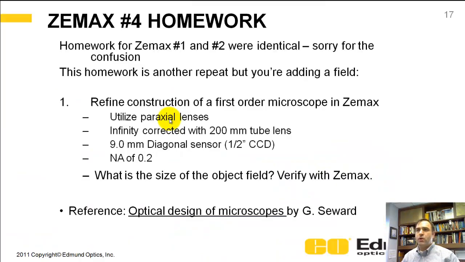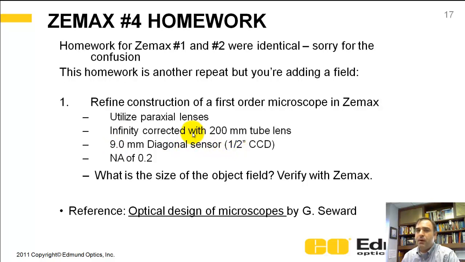So here's the homework. And before I go into homework number 4, I just want to comment that homework from Zemax tutorial 1 and 2 were identical. Sorry for the confusion. We're starting slow on the homework. It's going to pick up. This homework, again, is identical to homework 1 and 2. And all I'm asking you to do right here is add your diagonal, 9 millimeter diagonal sensor. It's your half-inch CCD. This is at the other side of the tube lens.